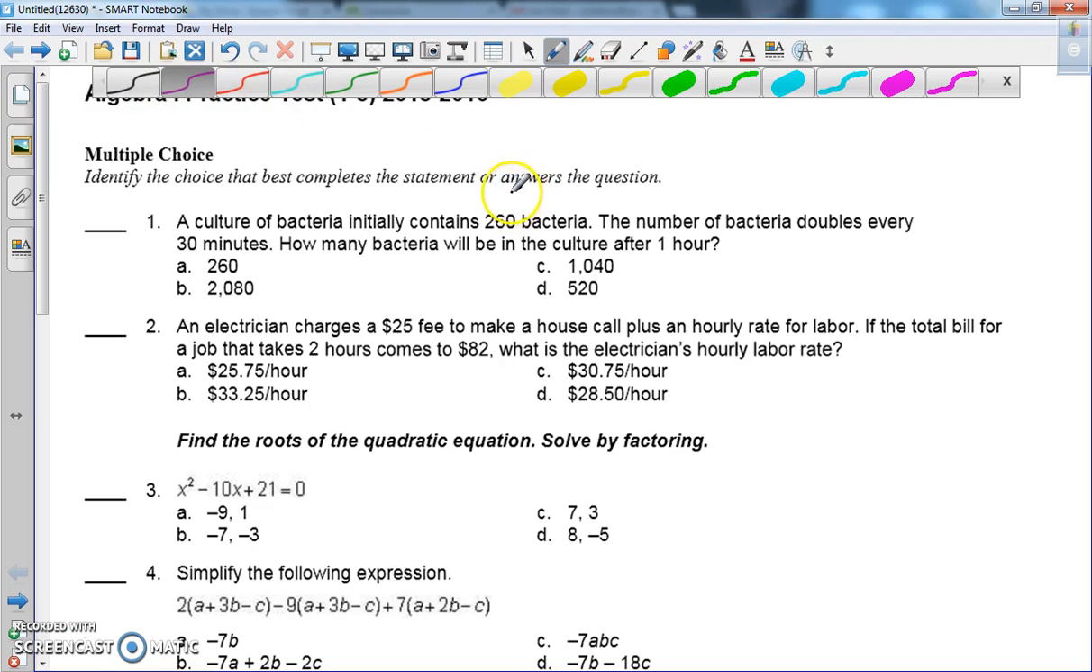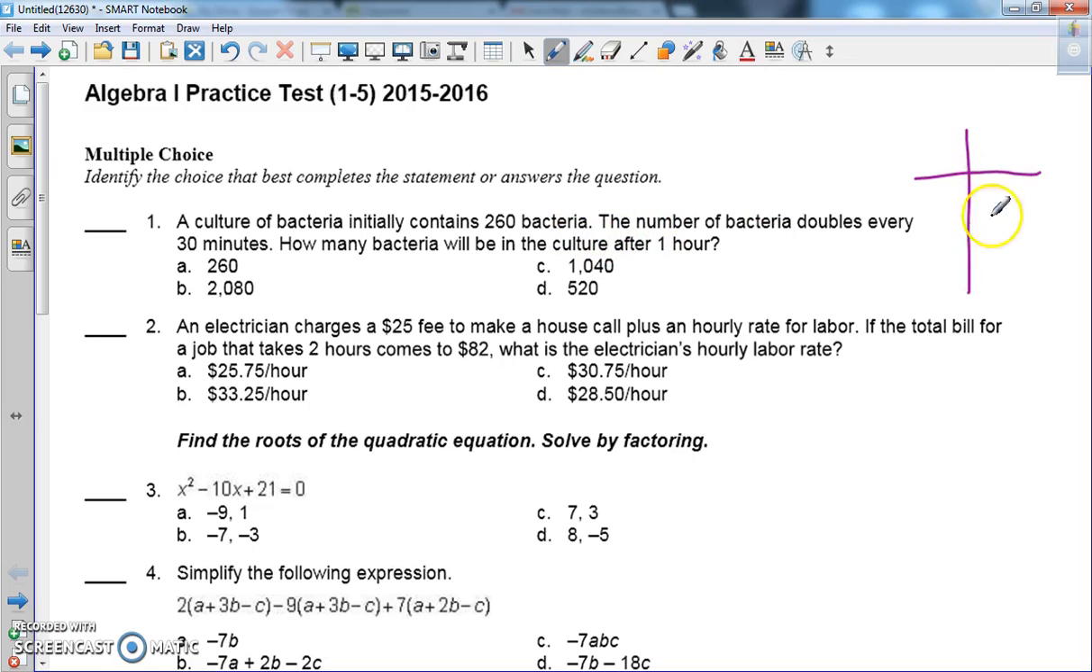It says a culture of bacteria initially contains 260 bacteria. The number of bacteria doubles every 30 minutes. How many bacteria will there be in the culture after 1 hour? So I'm going to make a table for this one. I'm going to put my bacteria over here, and I'm going to put my time over here.